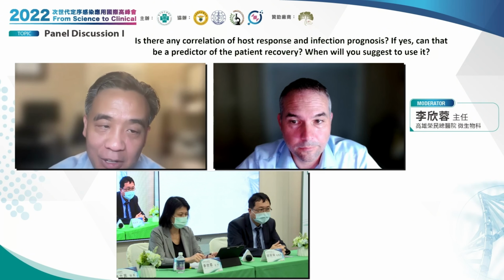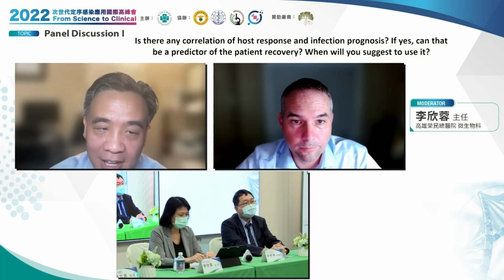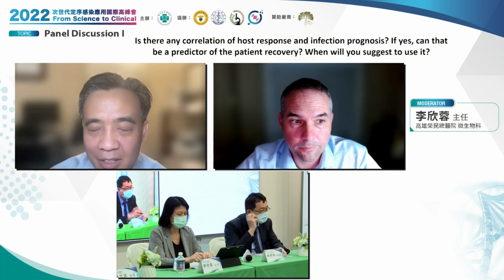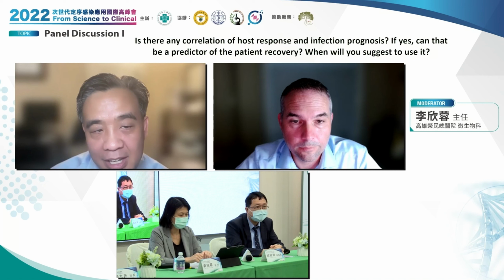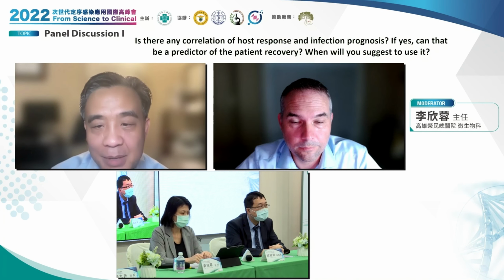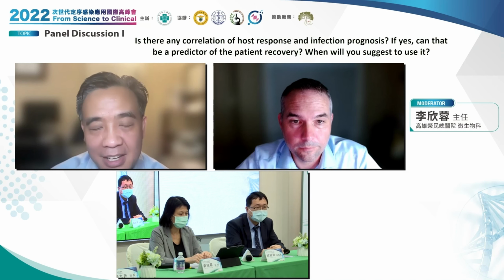So this is a very interesting question, and I think that there will be a lot more information over time as we get more metagenomic data. So currently, I feel that it can be a predictor, but probably only with specific infections where we have enough data.